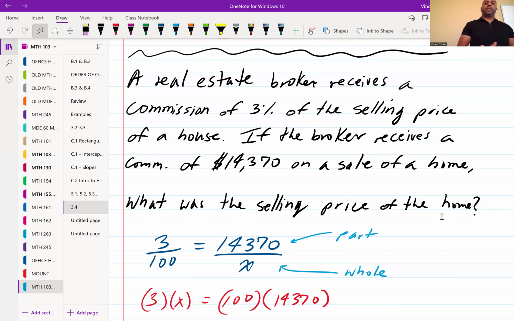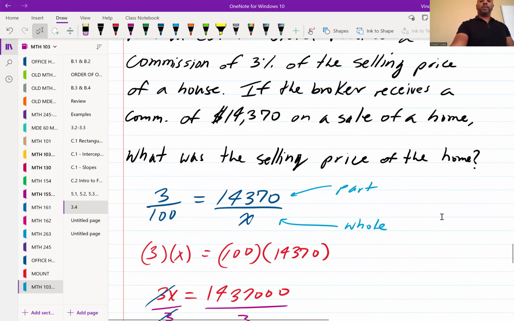All right, so 3% is 3/100. And you're going to receive a 3% commission, which is a part of the actual selling price. So it's like a percentage of the actual selling price. And so the commission that the broker receives is 14,370. So it means the whole price of the selling of the home is what we're trying to figure out. And so that's going to be the bottom number for us, the unknown. And that part is the 14,370.